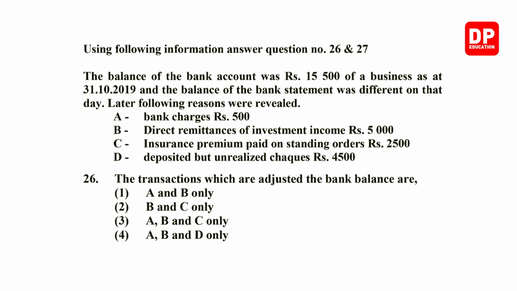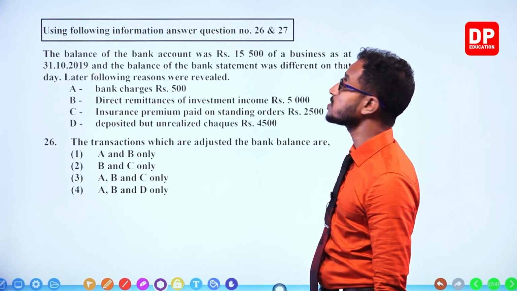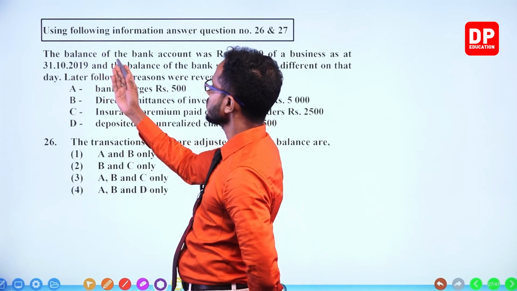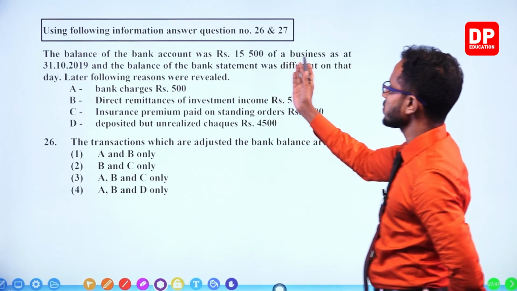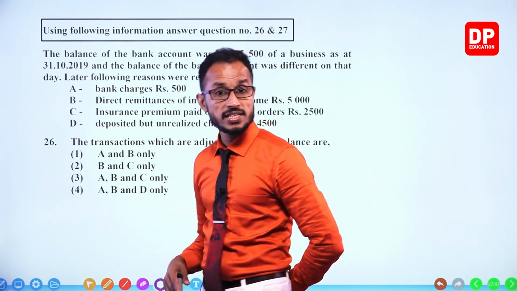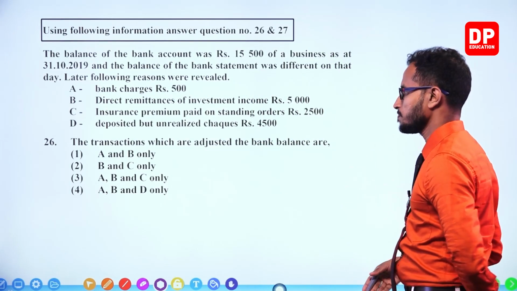Using the following information, answer questions 26 and 27. The balance of the bank account was 15,500 of a business as at 31st October 2019. And the balance of the bank statement was different.